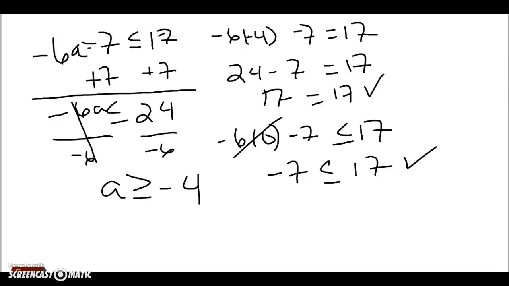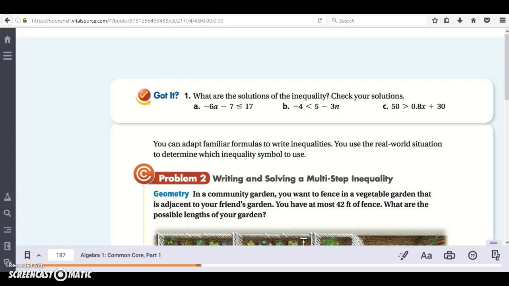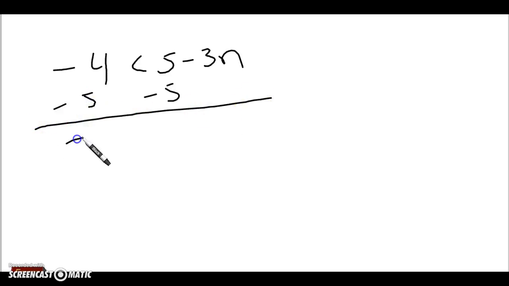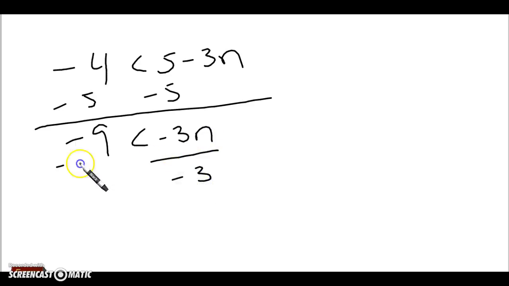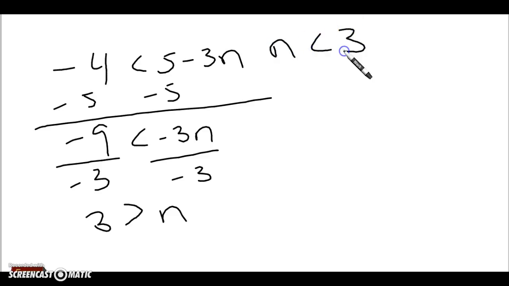That one is correct. All right, let's do the next one. Negative 4 is less than 5 minus 3n. So the first thing I'm going to do is subtract 5 from both sides. I get negative 9 is less than negative 3n. And again, I'm going to divide by a negative number. We'll remember that when we divide by a negative number, my inequality flips. So I get n is less than, I'm sorry, I said 9, it should be 3. N is less than 3.